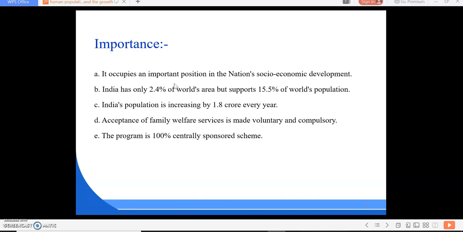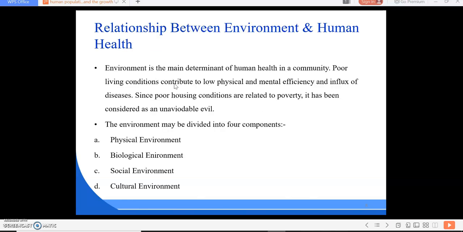To check this galloping growth, the country has laid down a long-term demographic goal of achieving an NRR of 1 by the year 2000 AD. Acceptance of the Family Welfare Service is made voluntary. The program was a 100% centrally sponsored scheme. The FP program was integrated with the MCH services. So these are the importance of the National Family Welfare Program.